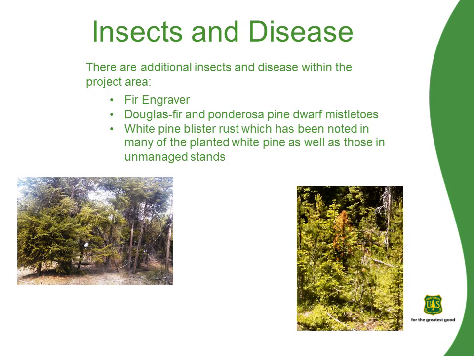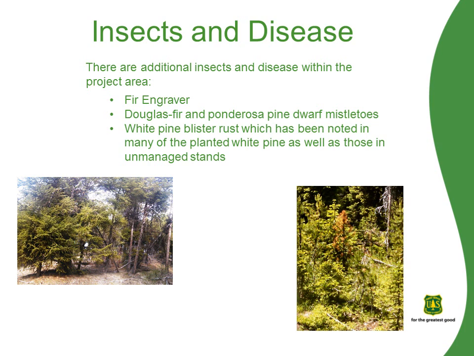There are other insects and diseases within the project area, including fir engraver, Douglas fir and ponderosa pine dwarf mistletoes, and white pine blister rust. White pine blister rust is pictured on the right-hand side of the screen in a plantation. It is an invasive disease that has caused mortality in the white pine that, when coupled with past harvest and pine beetle activity, has caused a decrease in western white pine representation in the area.